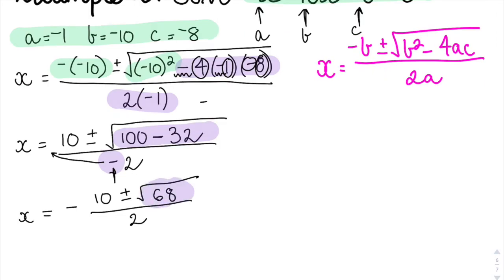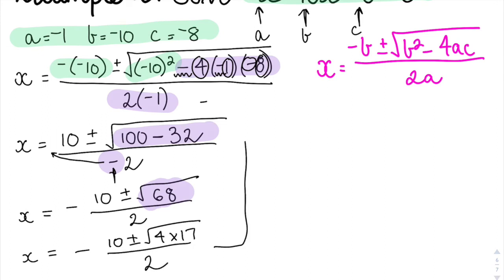Now we want to simplify this radical. 68 can be broken down into 4 lots of 17. So we'll have x equals negative 10 plus or minus the square root of 4 times 17 all over 2. Let's make a little more room and work over here.